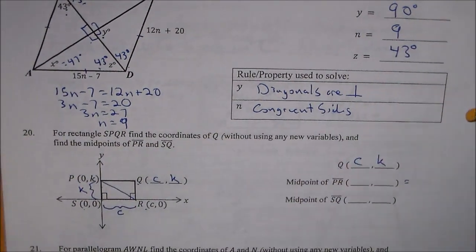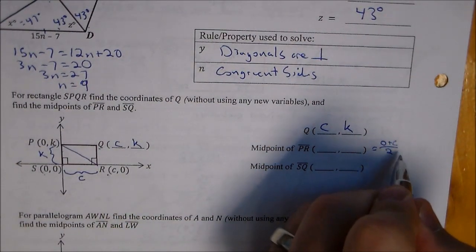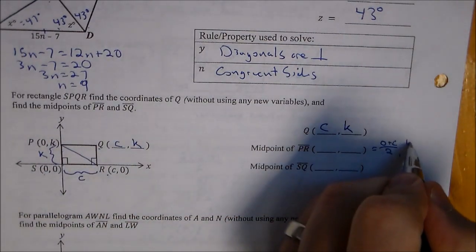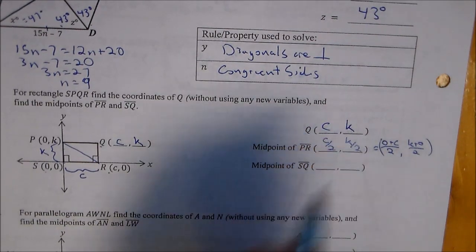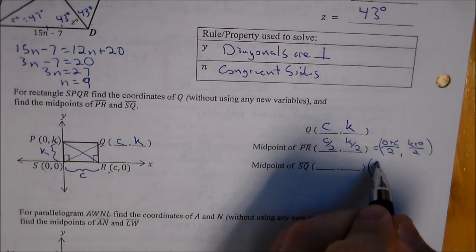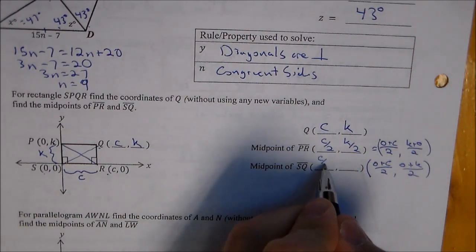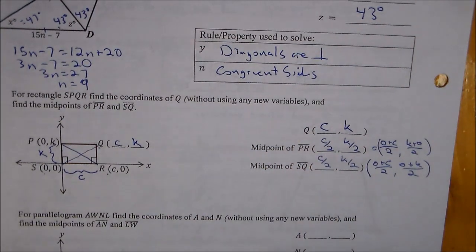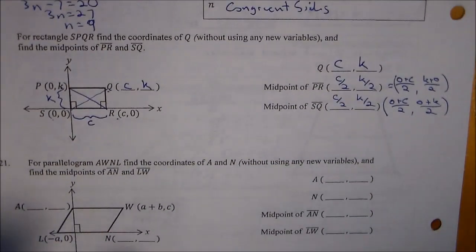Now I need to find the midpoint of PR, which is just this diagonal. I'm just going to write the formula off to the side here. Average of the x's, I have 0 plus c over 2. And then the y's, it's k plus 0 over 2. These simplify to be c over 2 and k over 2. For SQ, this diagonal, it's going to be 0 plus c over 2 and 0 plus k over 2, which becomes c over 2 and k over 2. They should be the same because if this is a parallelogram, which is a rectangle, that means that diagonals bisect each other, so they would have the same midpoint. So let's take that idea and do the next problem.